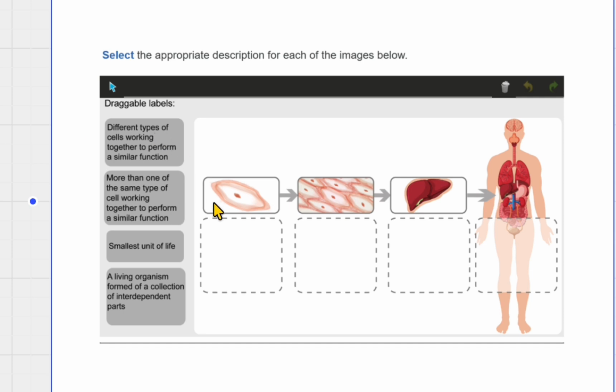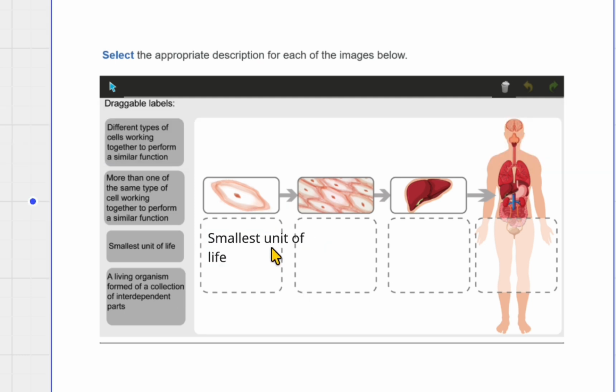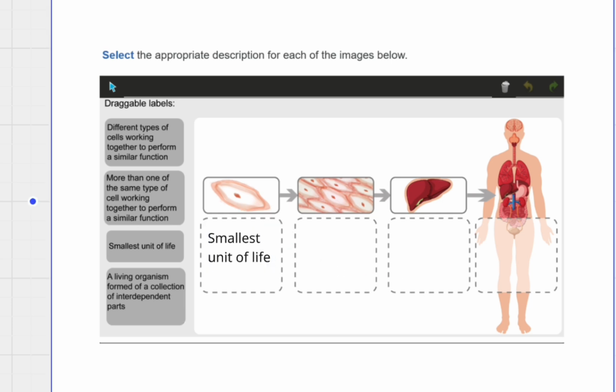So let's just put the description over here. I can't really drag and drop it over here, but just for your reference, let me just put a text box over here. Just write smallest unit of life. And boom, we're done with this. Just make it shorter. Yep, this is the cell.